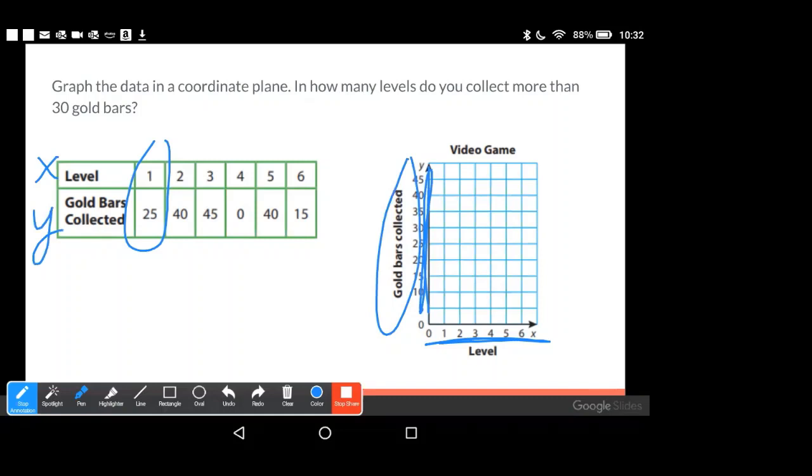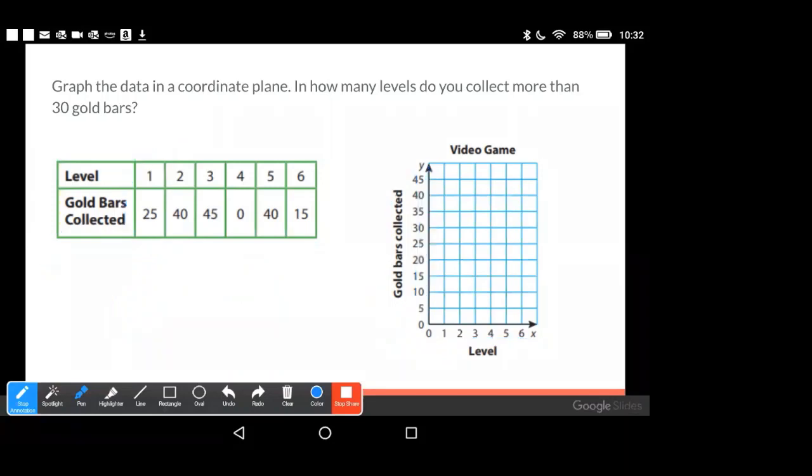So when I go to graph this, graphing this first number is the same as graphing (1, 25), graphing that ordered pair. But even if you don't know that, just look at the graph itself. Level 1, so I'm at level 1 right here, and then I get 25 gold bars. Well, the gold bars are on the y-axis, so I go over to level 1, and then I go up to 25. That's where I'm going to put my point, at (1, 25) as my ordered pair, or just look at it and say, okay, I go to level 1, I go up to 25.